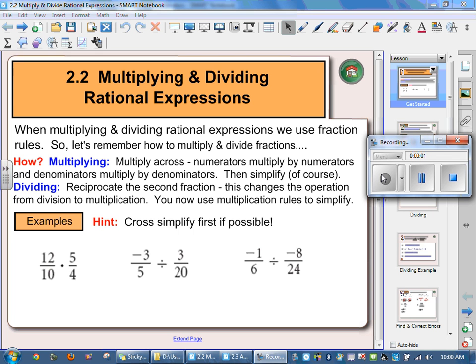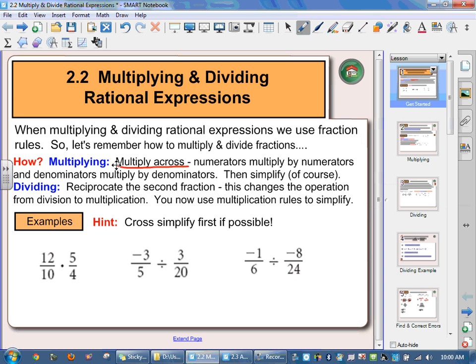2, multiplying and dividing rational expressions. So again, like I said, we're going to use fraction rules. When we multiply across, we take the numerator times numerator, which is just top times top, and the bottom times the bottom, which is denominator times denominator. So for our first example, I would times my tops times my bottoms.